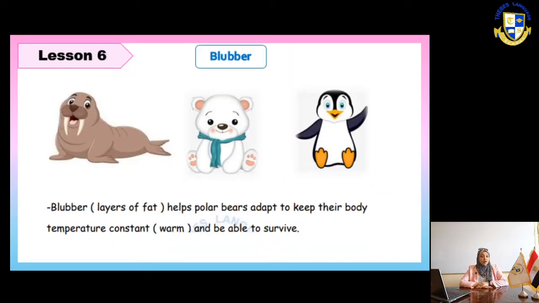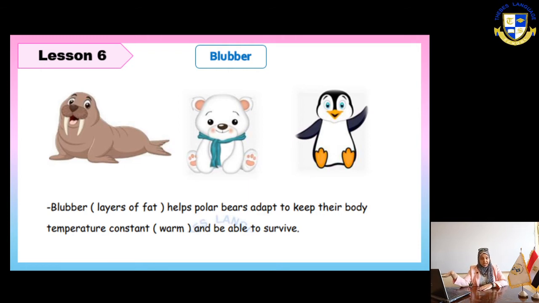Now let's talk about lesson 6. Lesson 6 is talking about blubber. What's the blubber? Blubber is a layer of fat, okay? Under the skin, there's a layer of fat, we call it blubber, okay? This blubber helps the polar bears to adapt their body temperature or make it constant, okay?